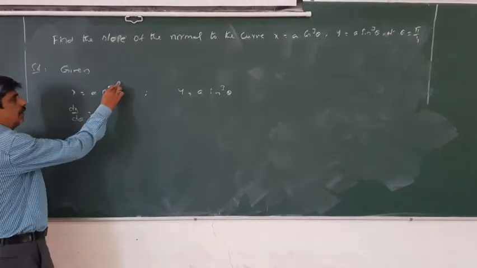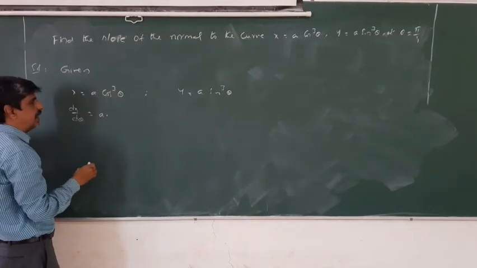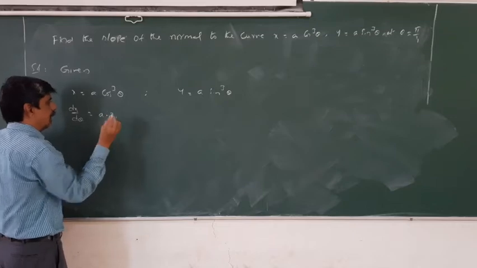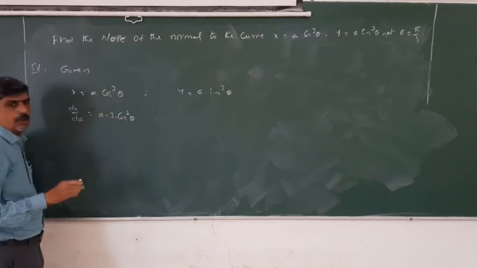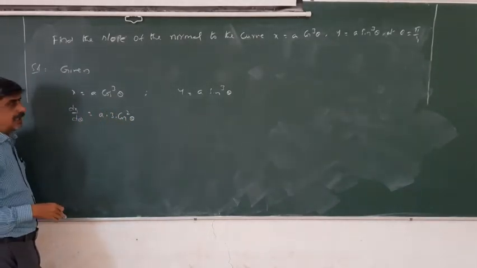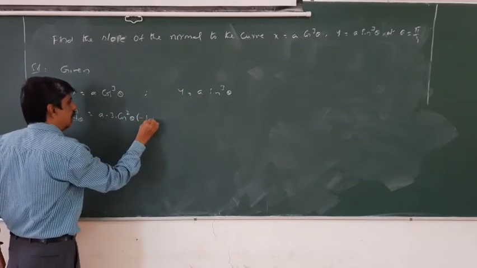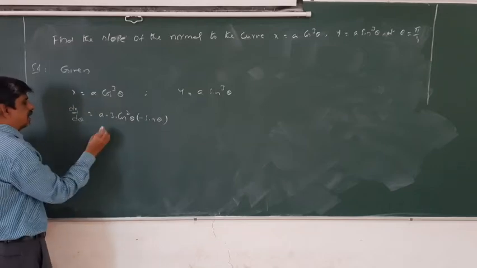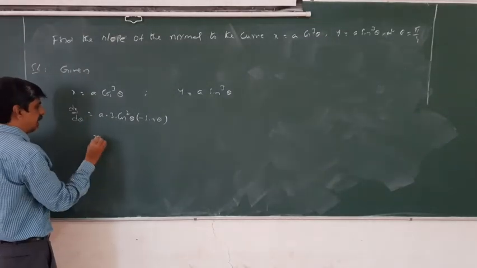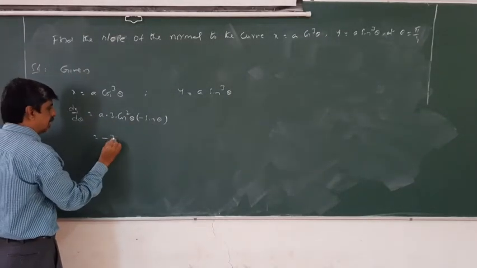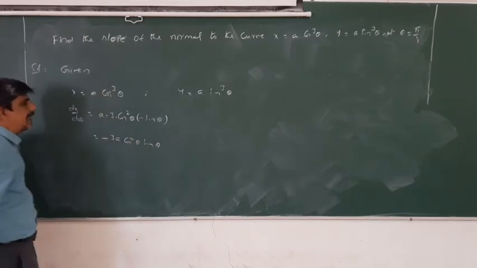We use the formula d by dx of x power n equals n into x power n minus 1. So by that result, 3 into cos theta whole power 3 minus 1, which means cos square theta. Then d by d theta of cos theta is minus sin theta, and d by d theta of theta is 1. So dx by d theta equals plus into minus minus, 3a cos square theta into sin theta.